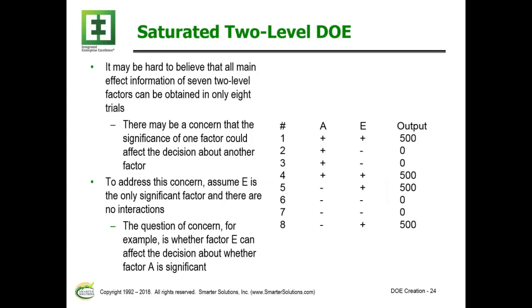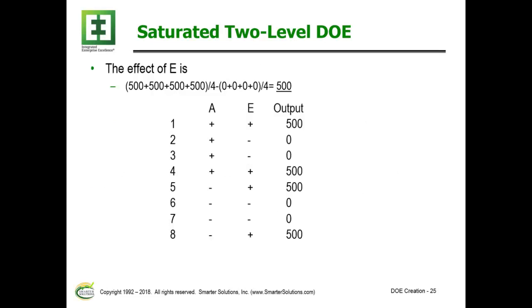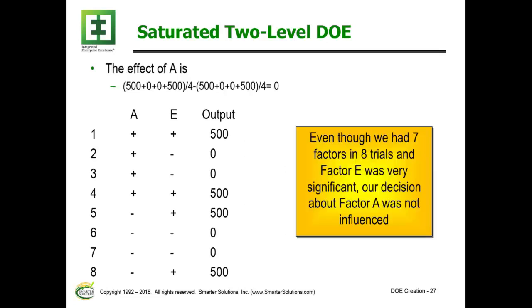It may be hard to believe, but even if you have 7 factors in 8 trials, there's no way that factor E could affect the overall response of A if factor E is significant. To illustrate that, I'm going to take E to be high, and whenever it's high, I put 500. Then we see if it's significant or not. For factor E, it shows the difference of 500, which is what we input. But if we look at the effect of A, it turns out to be 0. So even though we had 7 factors in 8 trials, if one of the factors is significant by itself and not through interaction, there's no way it affects our decision about the other factors.